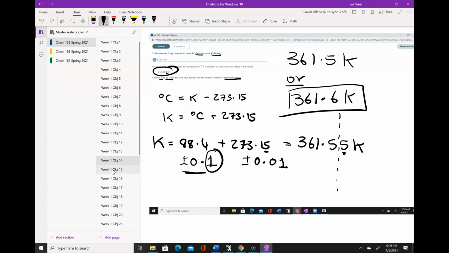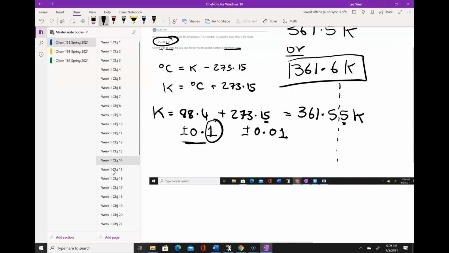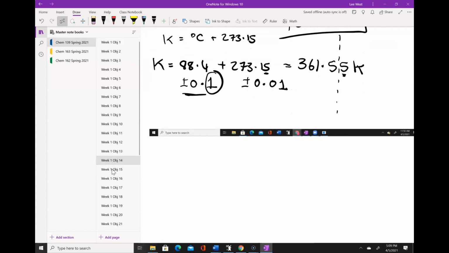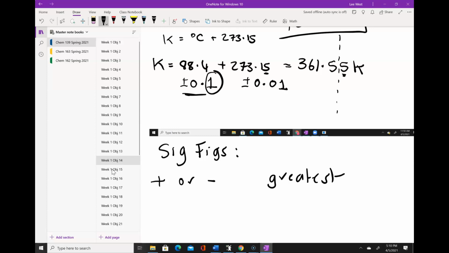But the important thing is that our precision is limited by our worst number. So we have two rules when it comes time to deciding significant figures. The first rule is for adding or subtracting, and it says you always go with the greatest uncertainty.